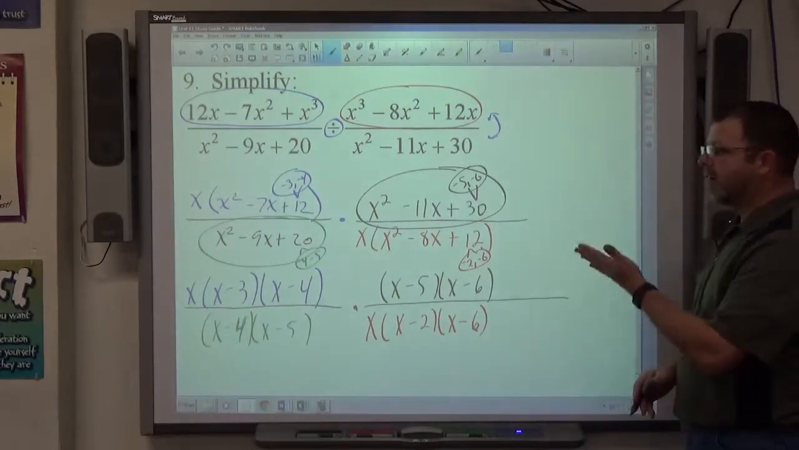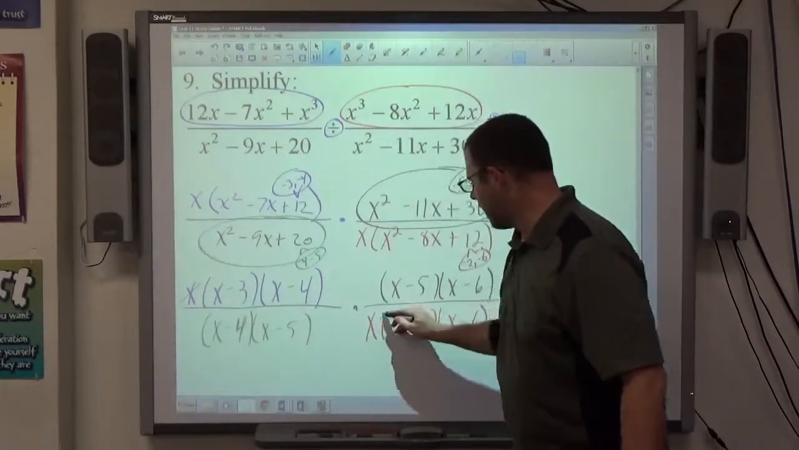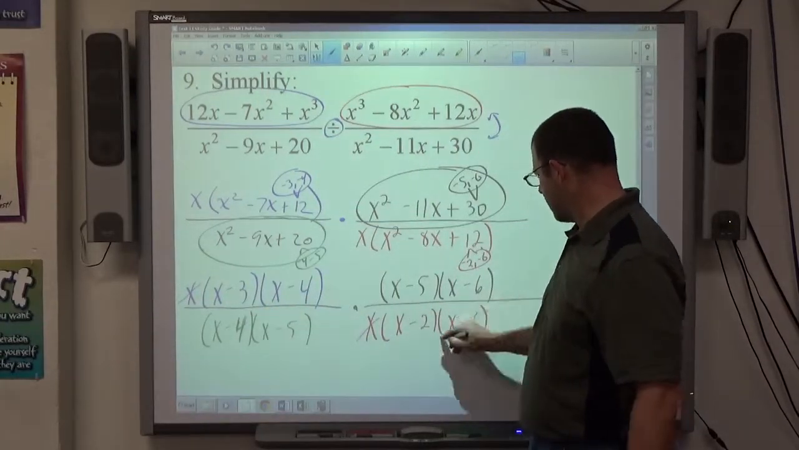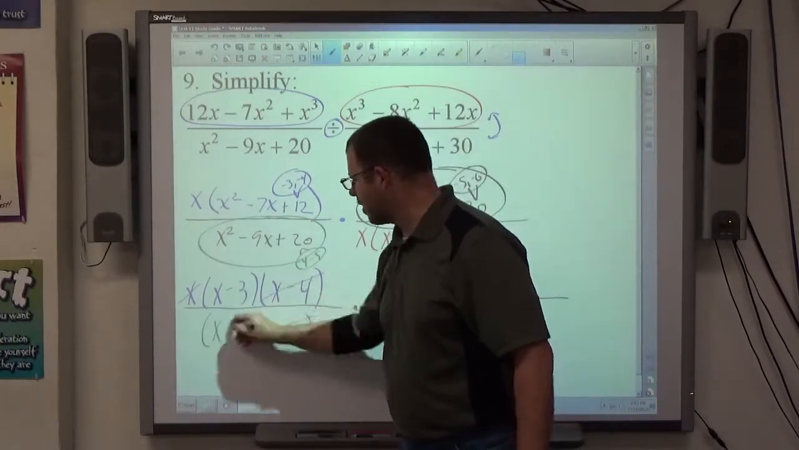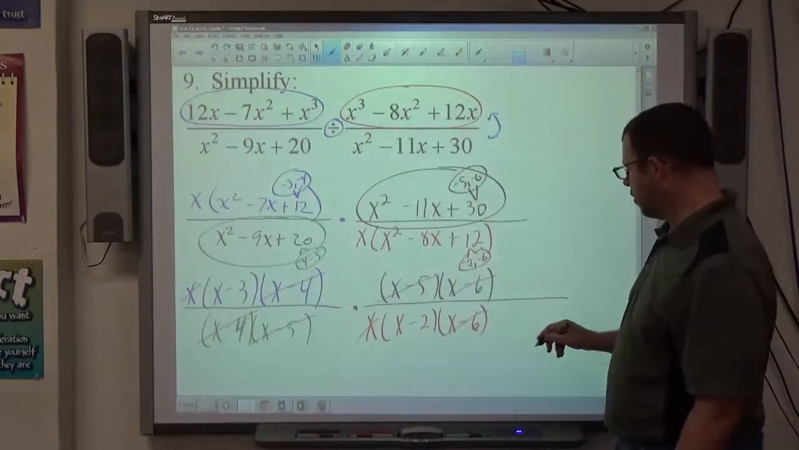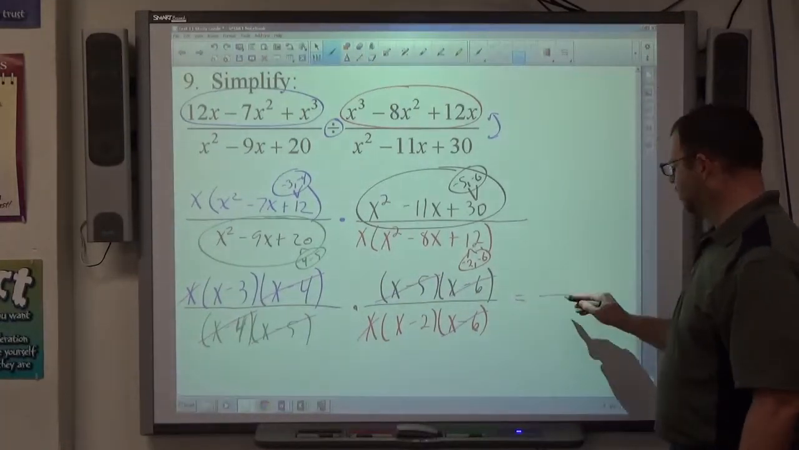Once you get everything factored, anything on top that matches anything on the bottom cancels. So this x matches this x. X minus 6 matches x minus 6. X minus 5 matches x minus 5. X minus 4 matches x minus 4. What's left over is on top, we have an x minus 3 left over.